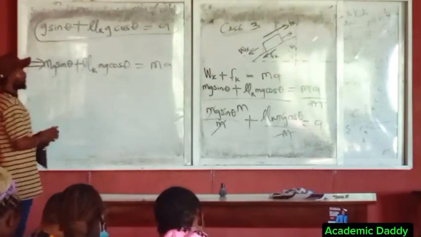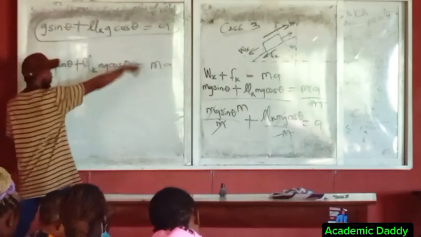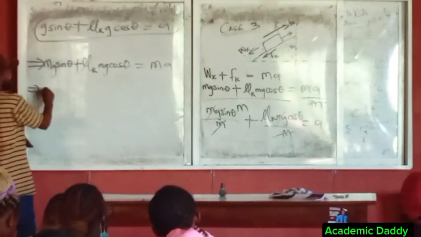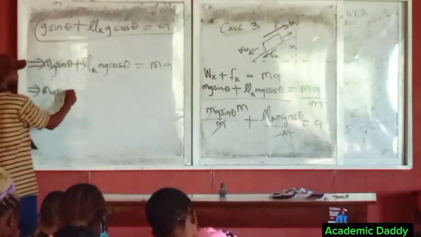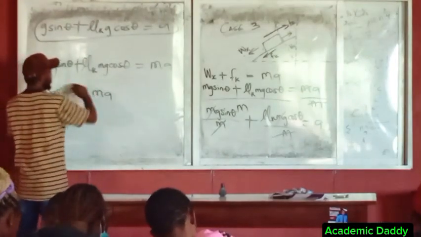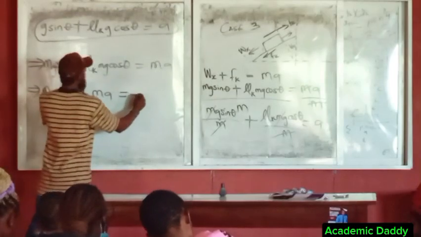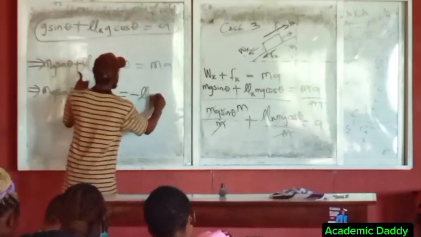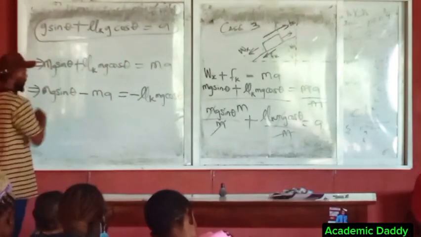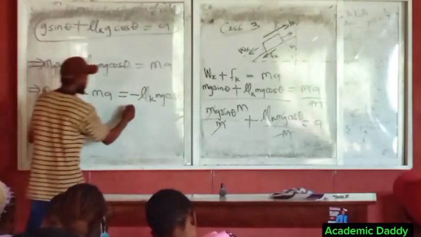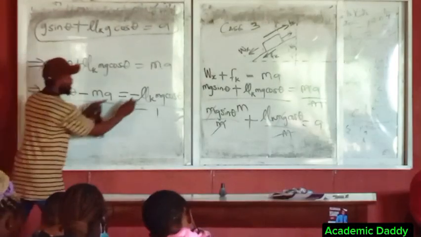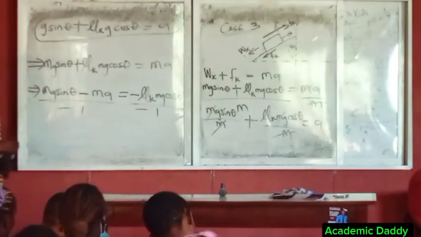Now I'm looking for a way to make the coefficient of kinetic friction the subject of the formula. So let this cross the equality sign, and let this come here. So I now have mg sin theta minus ma equals minus coefficient of kinetic friction times mg cos theta. At this point I can divide both sides by minus 1, because I want this minus to leave.